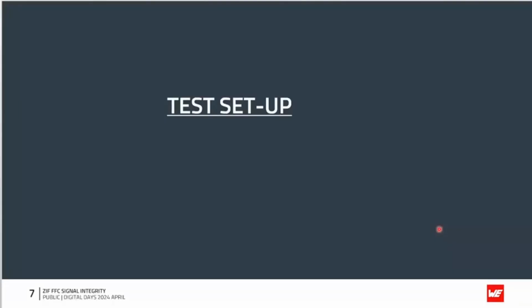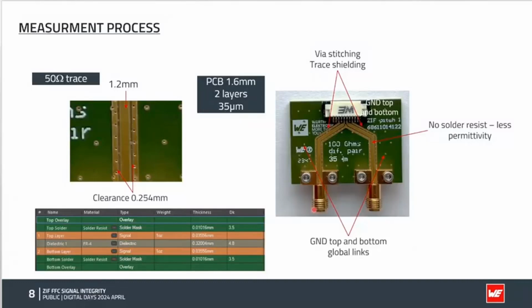And now we go to the setup. The setup is what I say here. This is the PCB I use to do all the measurements. Here you see we recognize a ZIF from our brand, of course. Two traces of 50 ohms, so for a differential pair, this is 50 plus 50, 100 ohm. You see you have a lot of vias that link the top and ground bottom there, and via stitching all along the trace that are here.